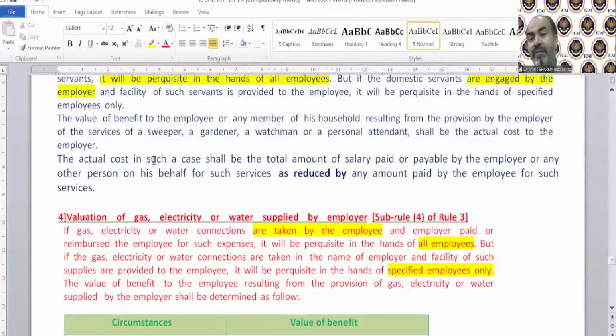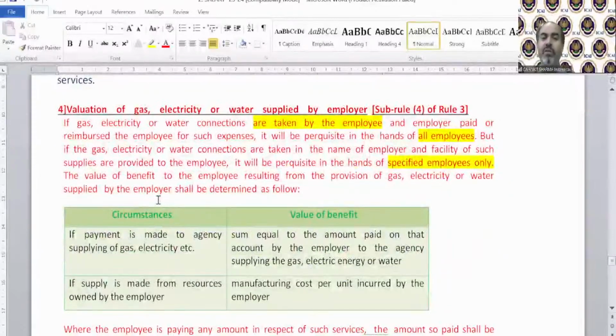Again, whatever employer is paying, if something has been recovered from you, then it's going to be reduced from the taxable value. We all know that. Again, same in case of if your gas, electricity, or water supply bill is paid by employer. If the bill is in your name and it's paid by employer, it's taxable for all employees. I already highlighted that. But if the bill is in the name of employer and it's paid by employer, then it's only going to be taxable in the hands of a specified employee.